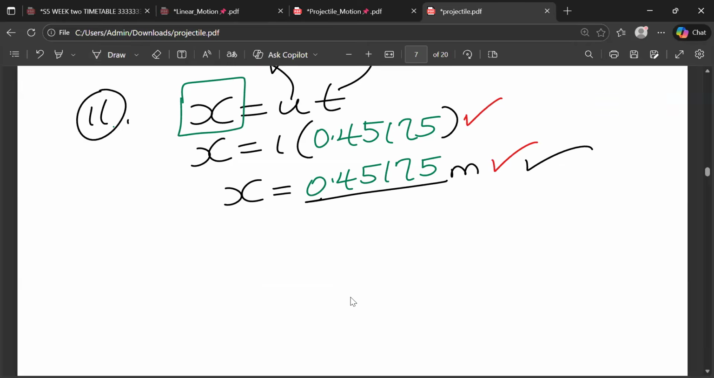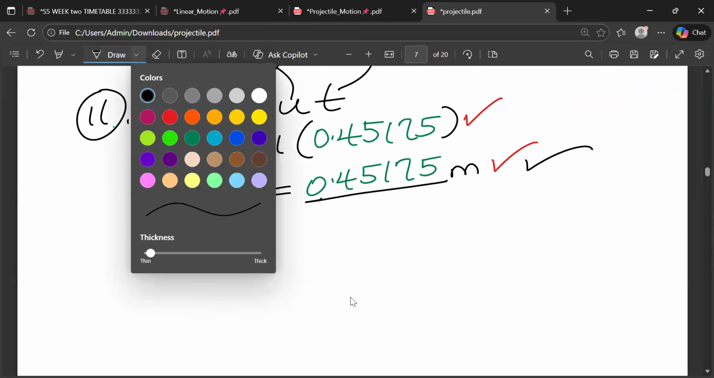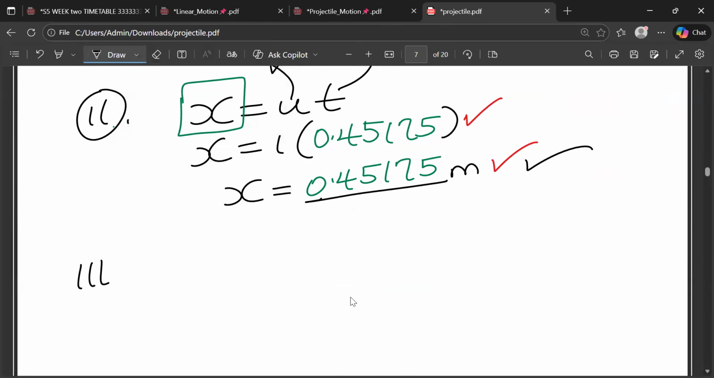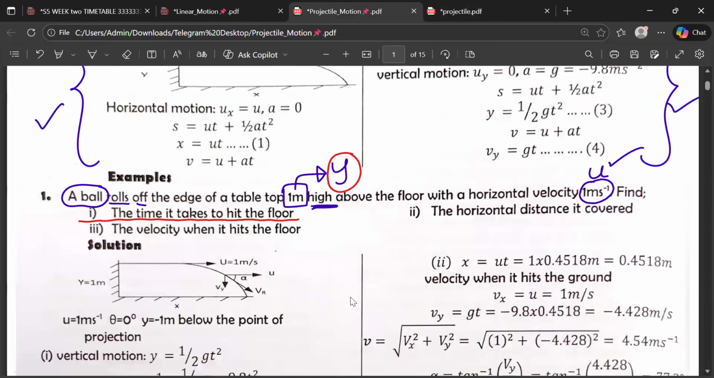Now Roman 3 is what is having issues. I want you to be extra careful and listen. This is very important. They're asking you for the velocity as it hits the floor. The question is here. Velocity as it hits the floor.